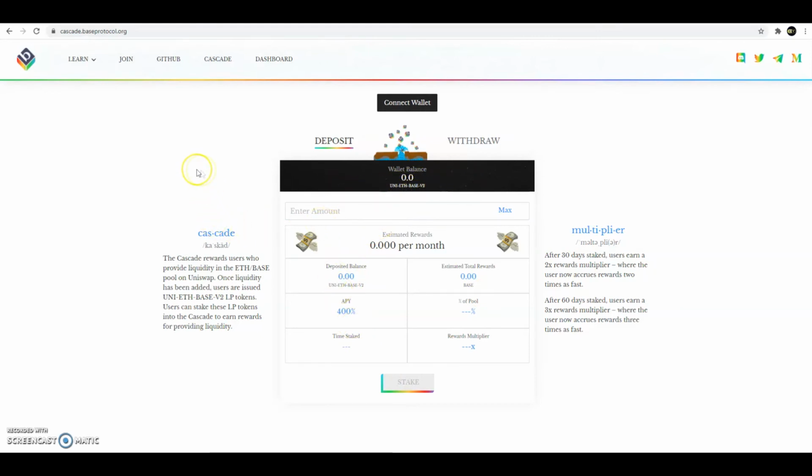And once you've deposited, you would see all this information here, such as estimated total rewards, your percentage of pool, and how far you are with your reward multiplier. Because as I was saying, after 30 days of staking, users earn a 2x rewards multiplier, where the user now accrues rewards 2 times as fast. And after 60 days, they're now getting a 3x reward multiplier, which is obviously 3 times as fast. If you were to click on any of these icons here, this one would take you to their Discord, this is to their Twitter, this is to their Telegram, and this is to their Medium articles.